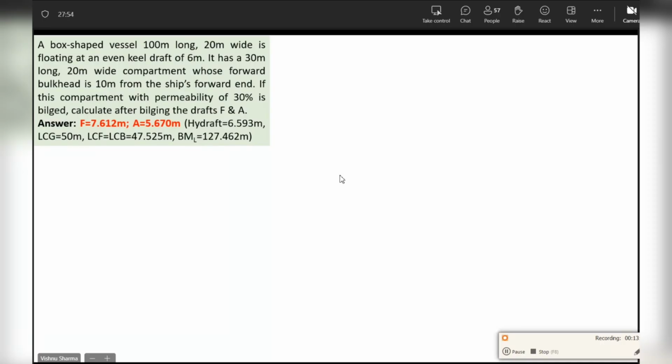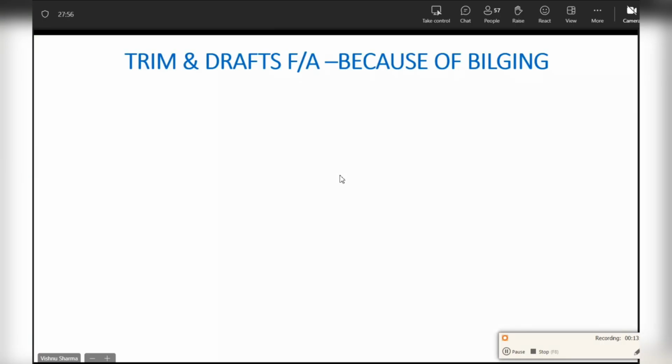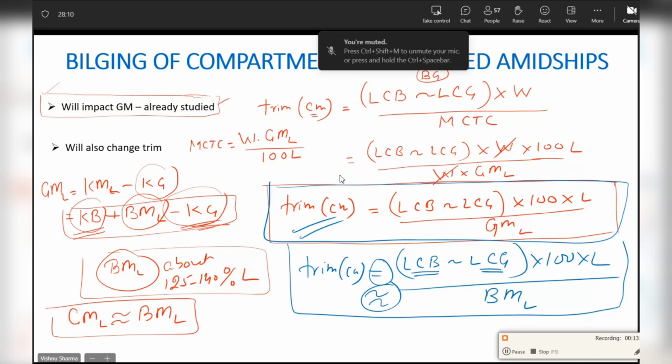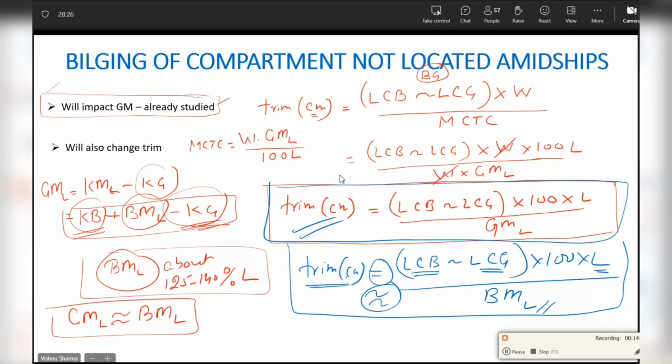Basically, if you go back to this formula, what is it that we need to calculate if we have to get the trim? We need to get the LCB of the ship in the bilged condition. We need to get the LCG of the ship in the bilged condition. We need to know the length of the ship, and we need to calculate the BML primarily in the bilged condition. If I can calculate all these things in the bilged condition, I can just put them in the formula, and that will give me the final trim.